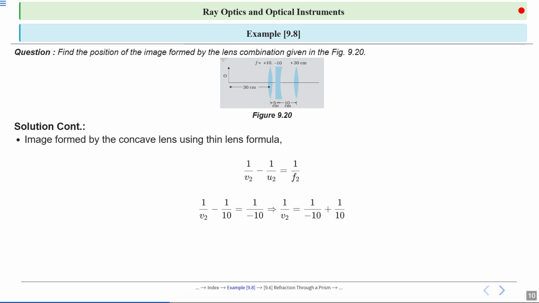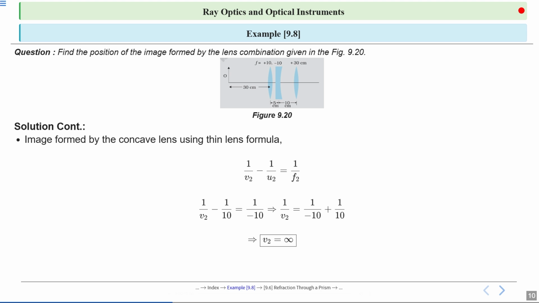So let's substitute the given values into the formula. We have 1 upon V2 minus 1 upon 10 equals 1 upon negative 10. This simplifies to 1 upon V2 equals 1 upon negative 10 plus 1 upon 10. Notice how the sign of the focal length affects the calculation.